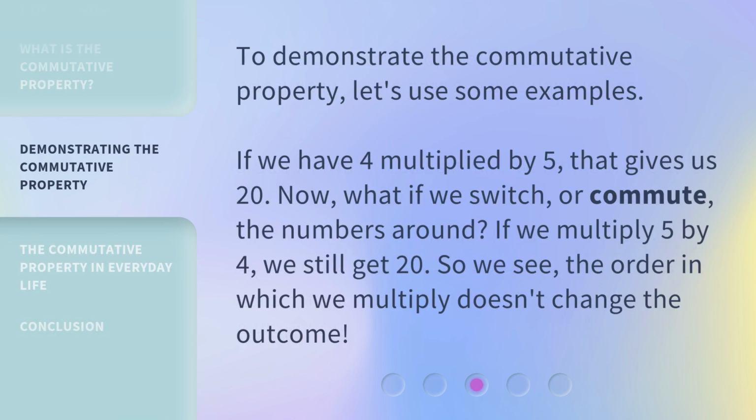To demonstrate the commutative property, let's use some examples. If we have 4 multiplied by 5, that gives us 20. Now, what if we switch, or commute, the numbers around? If we multiply 5 by 4, we still get 20. So we see, the order in which we multiply doesn't change the outcome.